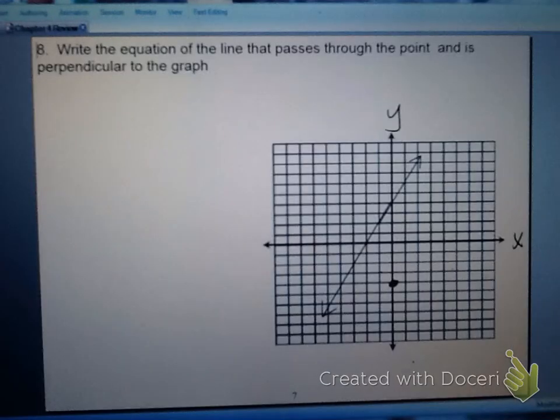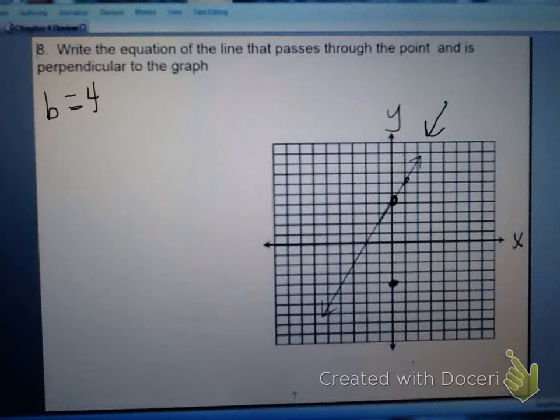Number 8, write an equation of a line that passes through the point and is perpendicular to the graph. Okay, let's first come up with the equation of this line. My b is right there at 1, 2, 3, at 4. Now I have to look, where does it cross again? It looks like you go up 2 over 1. That's what it looks like to me right here.